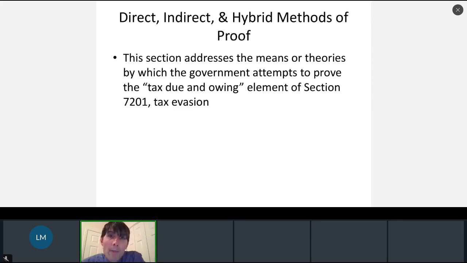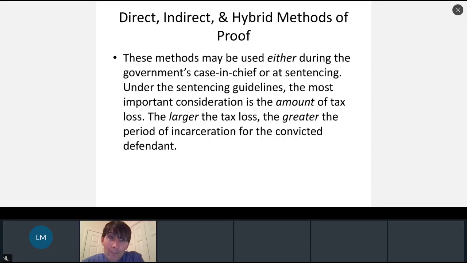Direct, indirect, and hybrid methods of proof. So now we're going into the weeds. Direct is going to be the most straightforward. Indirect and hybrid are going to really be mind expanding, so stay with me here. This section addresses the means or theories by which the government attempts to prove the tax due and owing element of tax evasion.